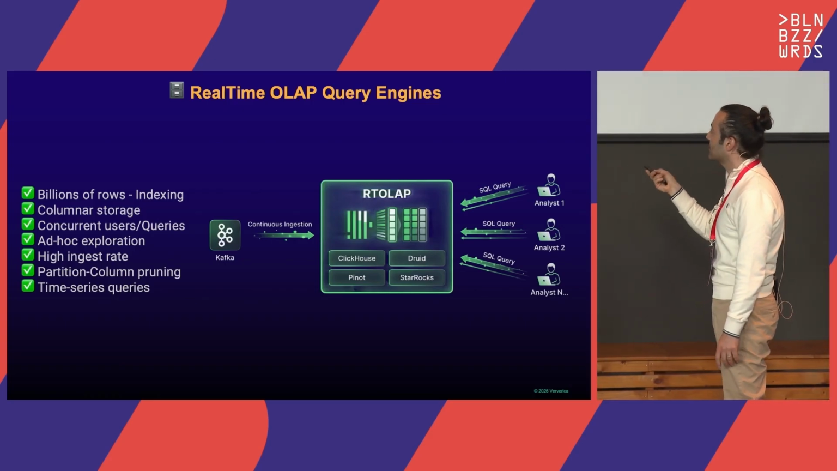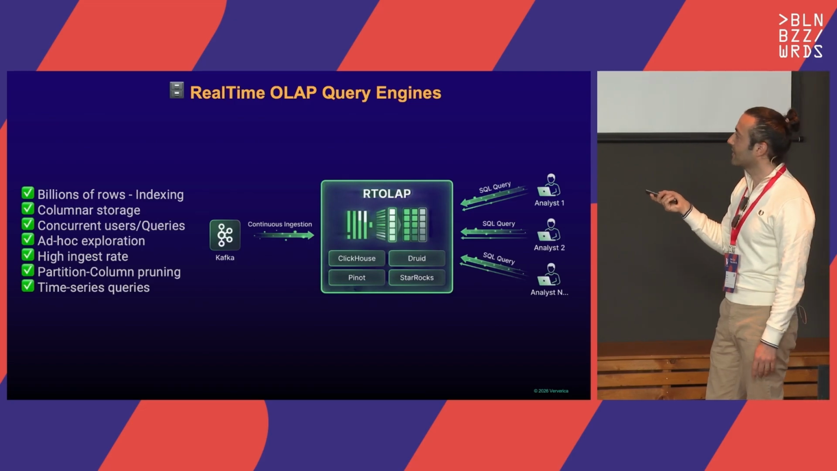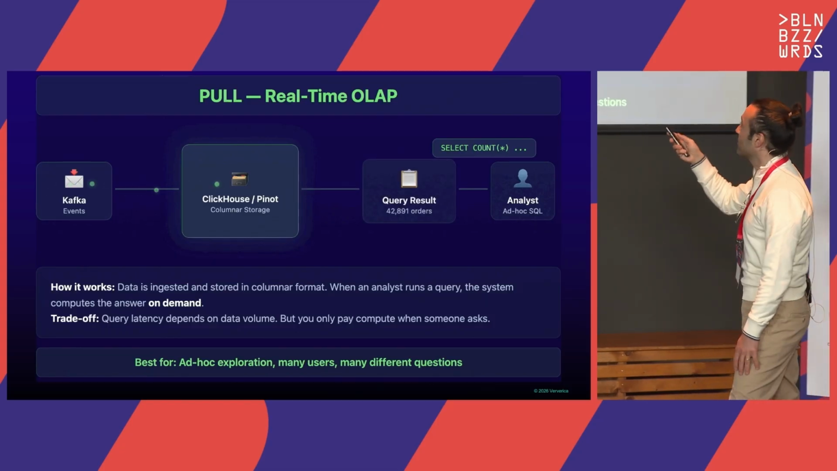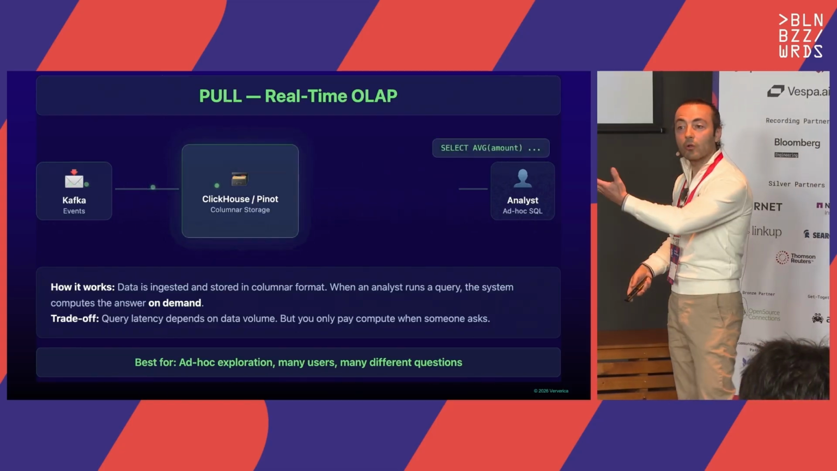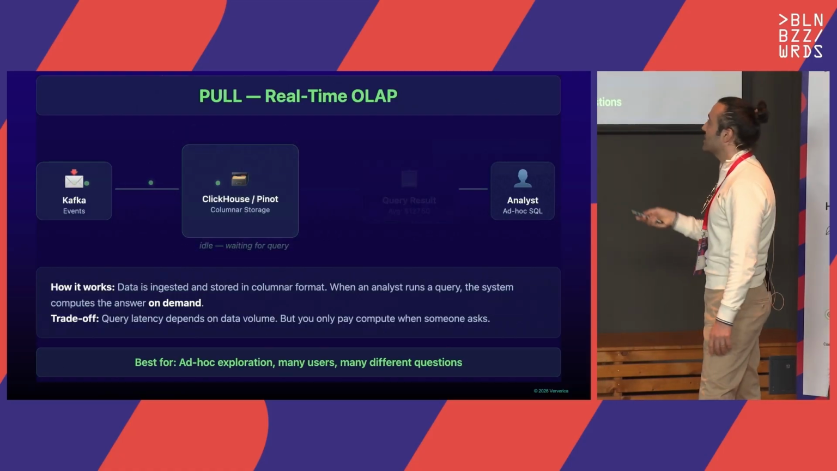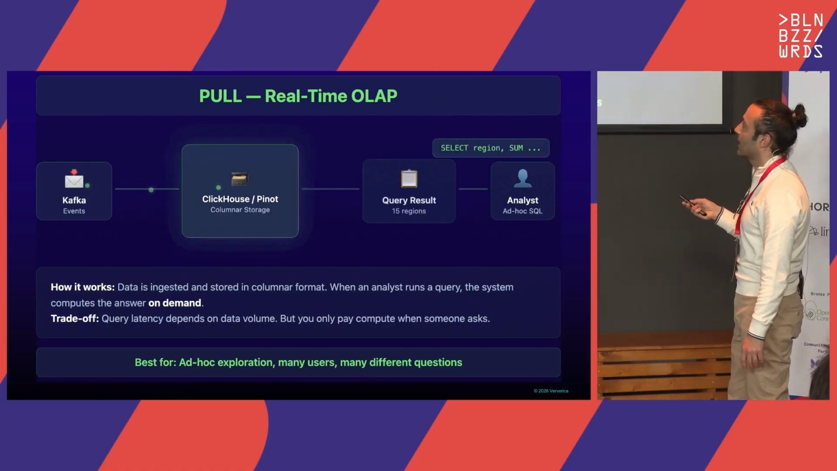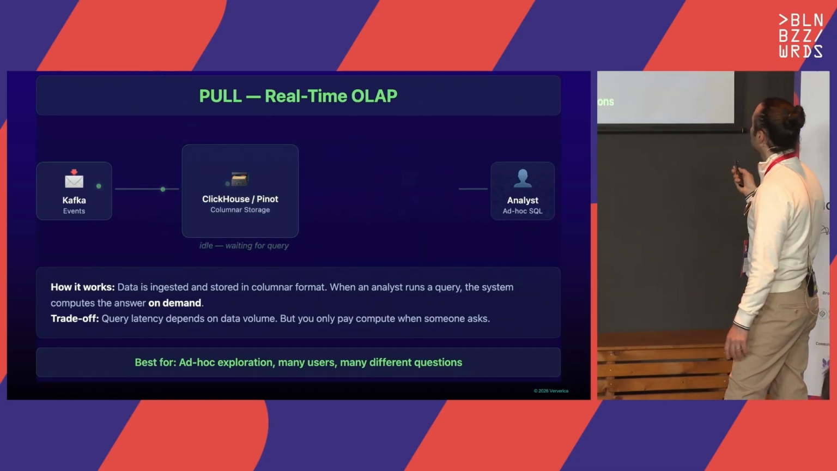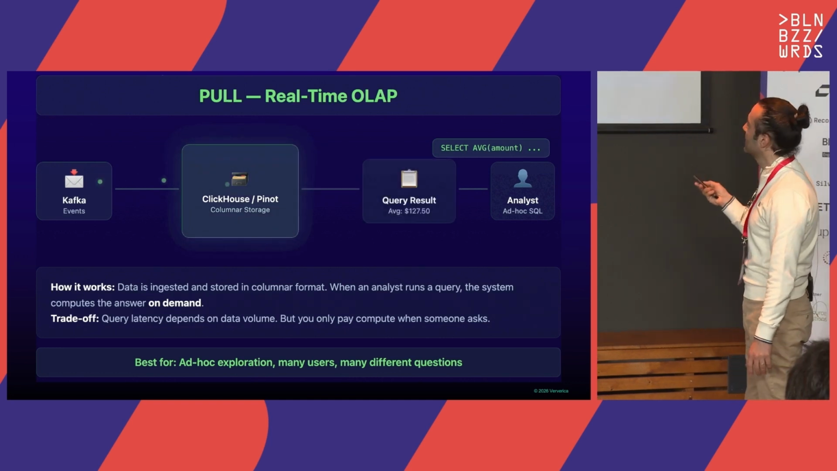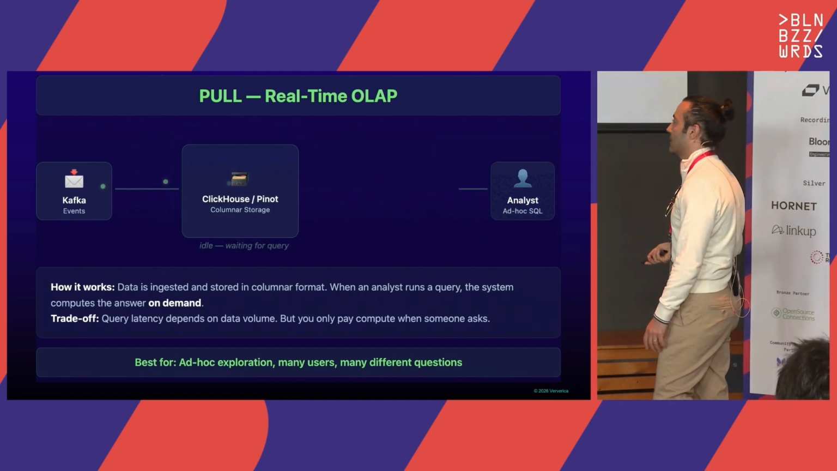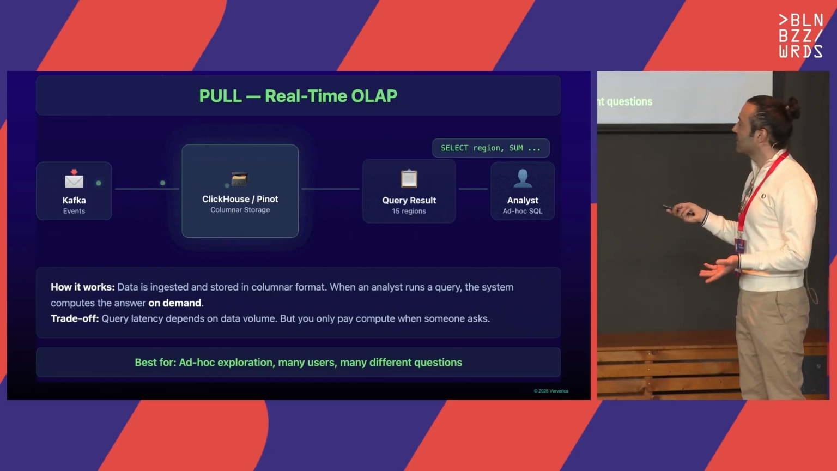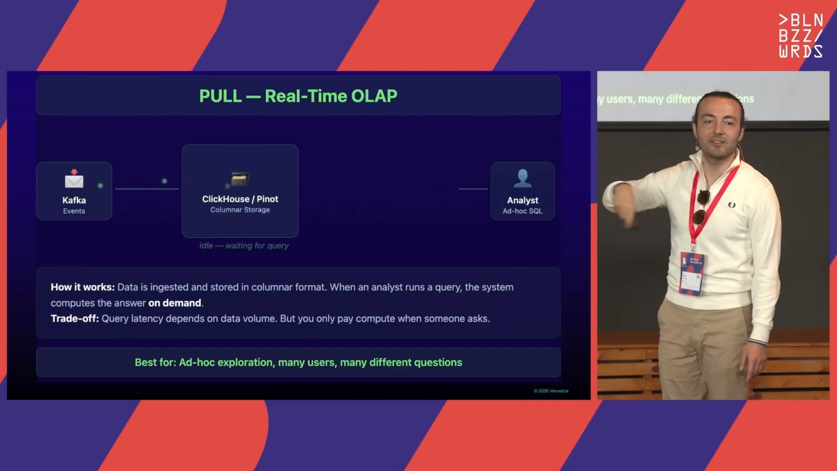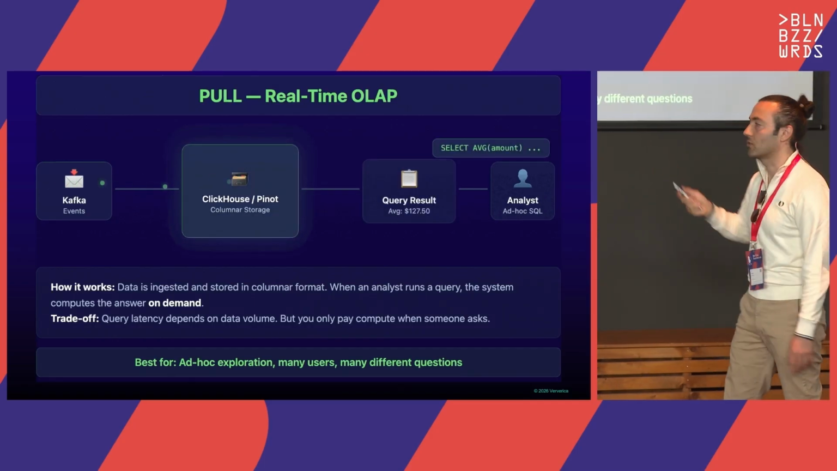Of course, these apply some partition and column pruning. You can definitely apply time series queries on these kinds of entities. And this is how it looks. For example, ClickHouse, Apache Pinot, StarRocks, all are well-known OLAP query engines. So you are ingesting your events from Kafka. These systems are storing all this data in their columnar storage, and then when any user would like to perform some real-time query, these systems serve those queries in real time. Latency definitely depends on your data volume, but this will definitely be a way forward to have multi-tenant real-time data queries in your systems.